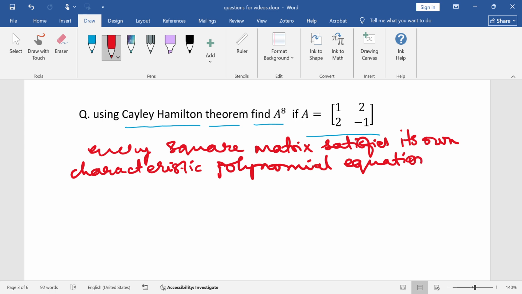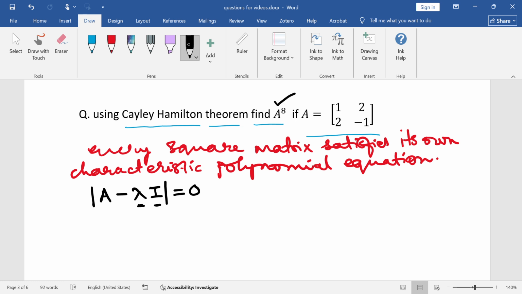Now, in symbolic language, this means that this determinantal value is equal to 0. That is the meaning of this particular statement. That is Cayley-Hamilton's theorem. So A is the matrix, lambda are the eigenvalues, and I is the identity matrix. So we are going to use this theorem to find the value of A raised to 8.